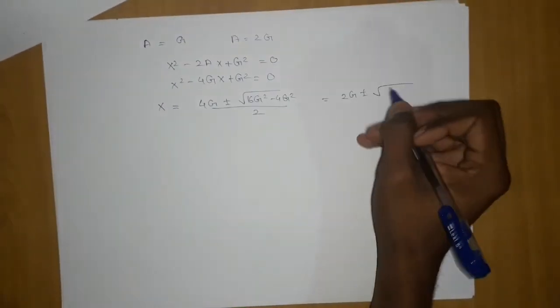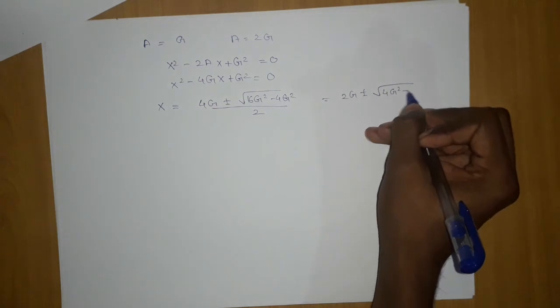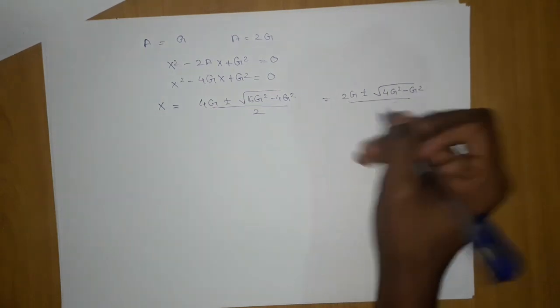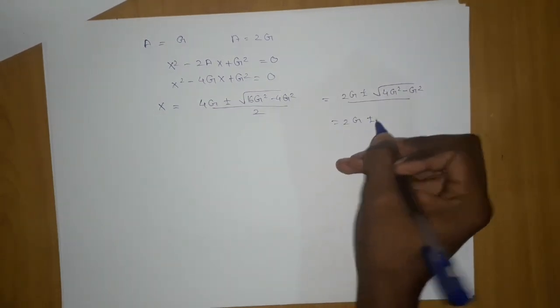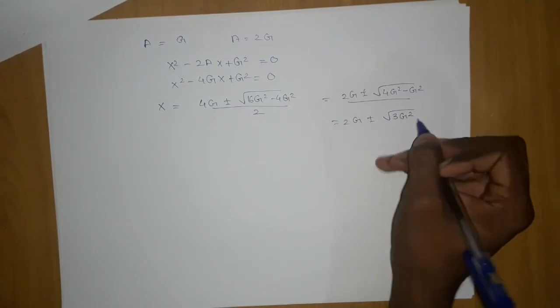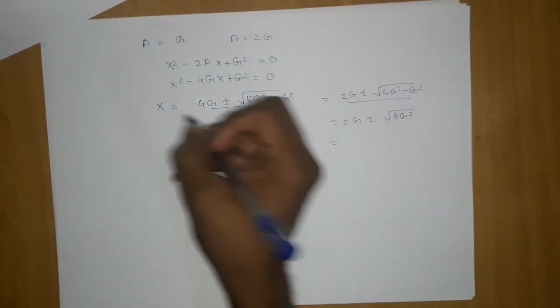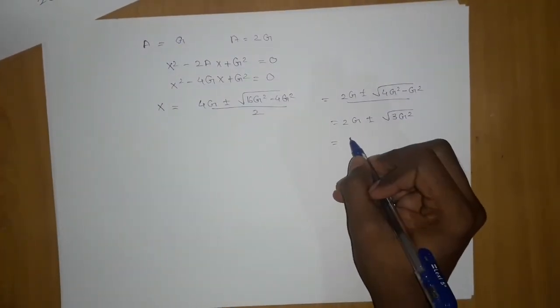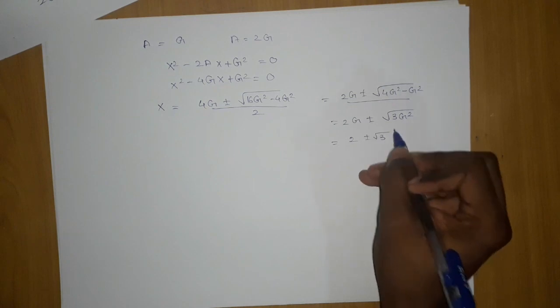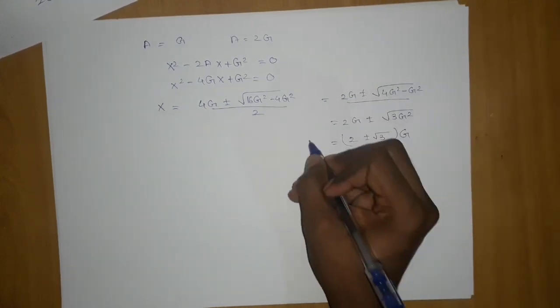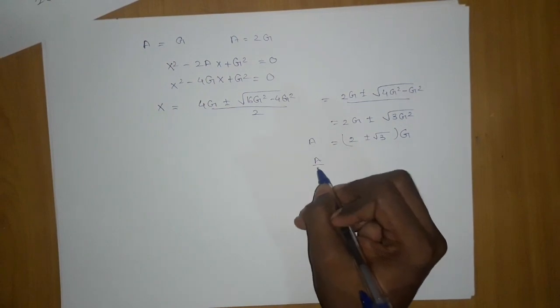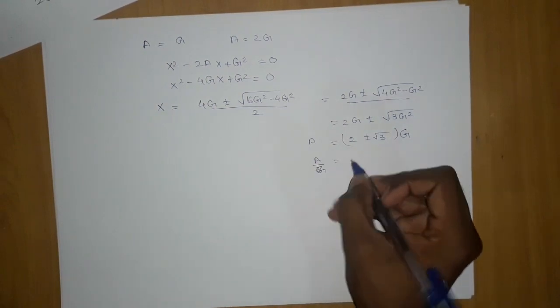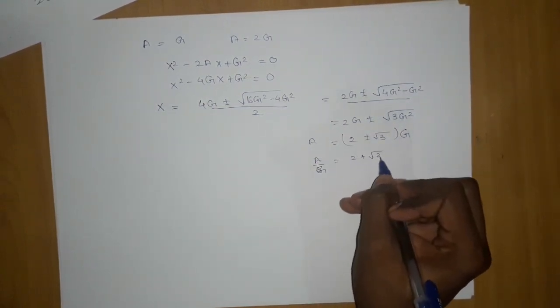This is nothing but 2g plus minus under root 4g square minus g square. 2 will cancel out, 2g plus minus under root 3g square if I take g common. And a and g are its roots. So 2 plus minus under root 3 if I take g common here. So a by g is nothing but 2 plus root 3.